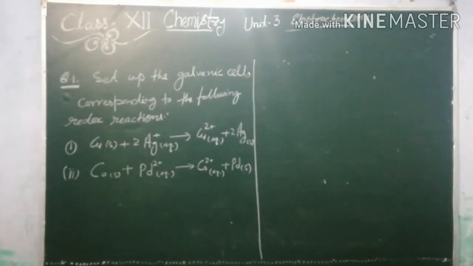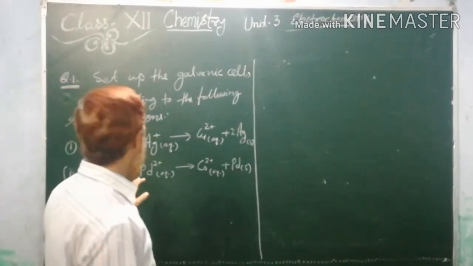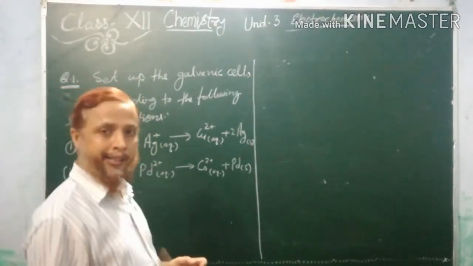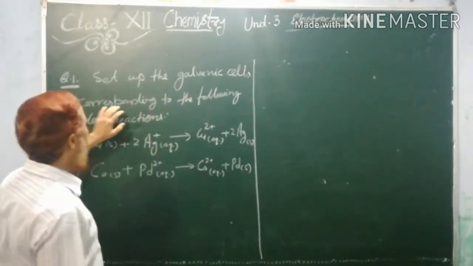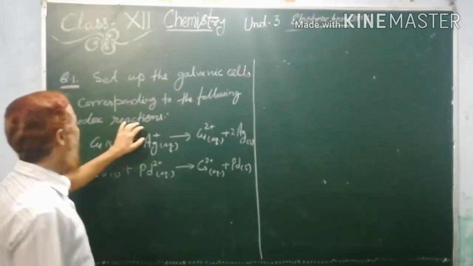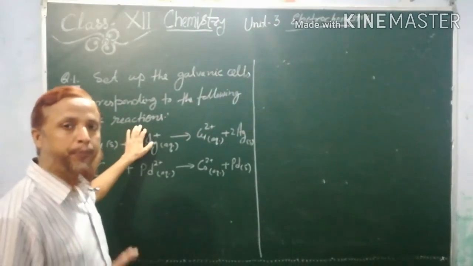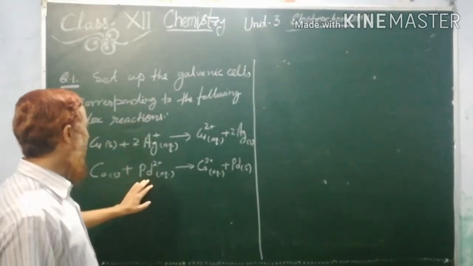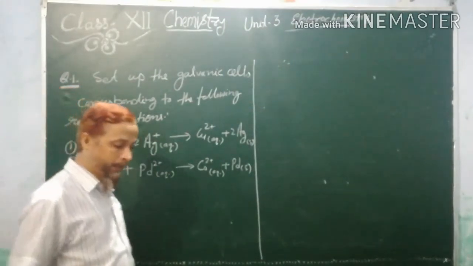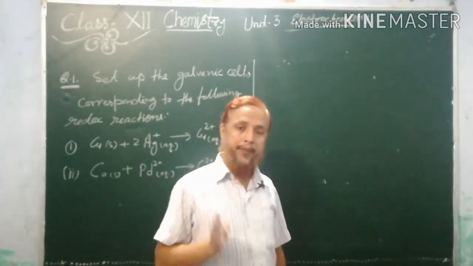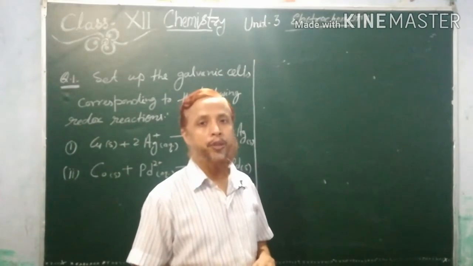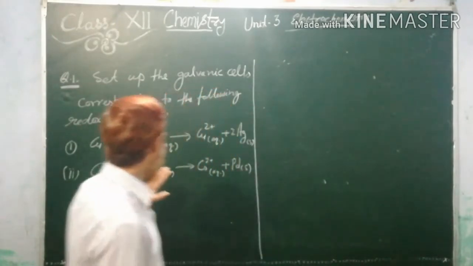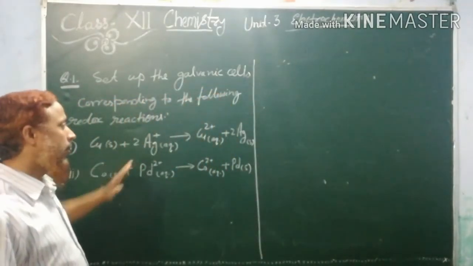This is a simple question I have taken from the examples in your book. Set up the galvanic cell corresponding to the following redox reaction. It means you have to represent the galvanic cell from this redox reaction. Remember, in a galvanic cell a redox reaction takes place. So this redox reaction is given.